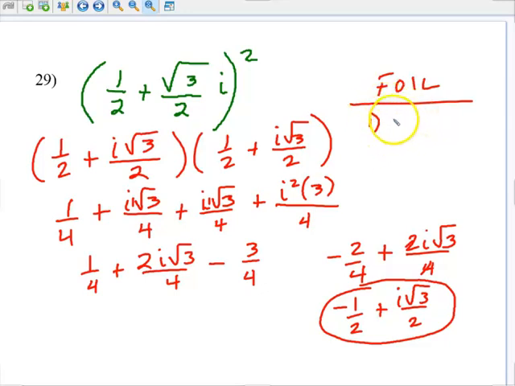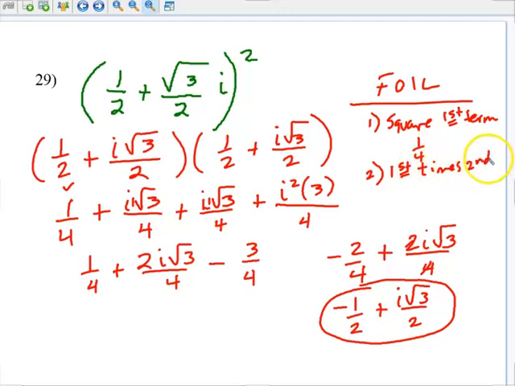So the 3 steps would be to square the first term. So 1/2 squared would be 1/4. All right, that's where this came from. Then the second part of this would be, I'll call it first times second, doubled. What's that mean? Multiply these together.